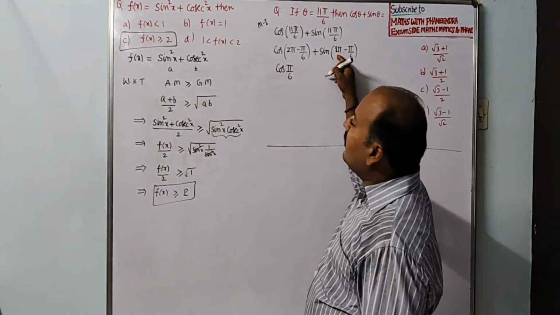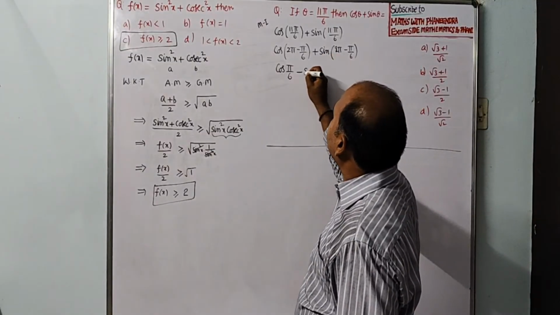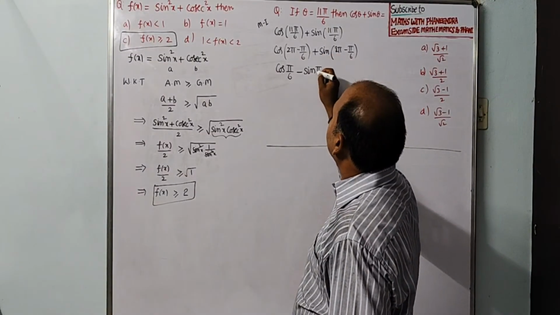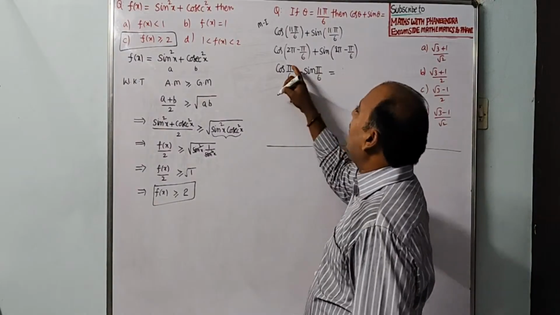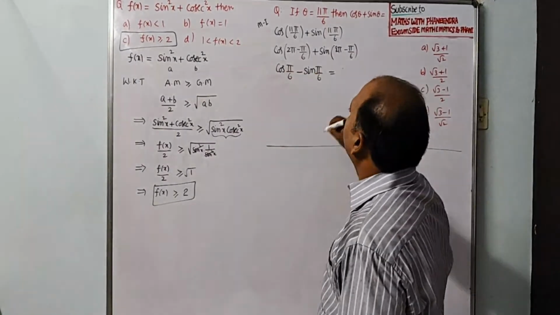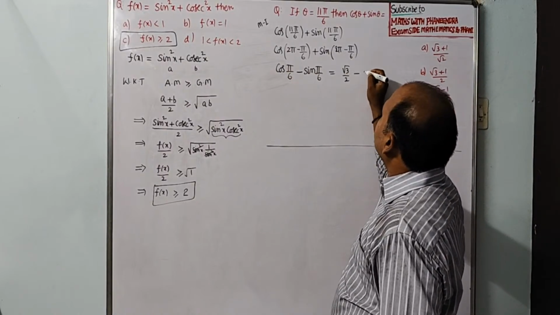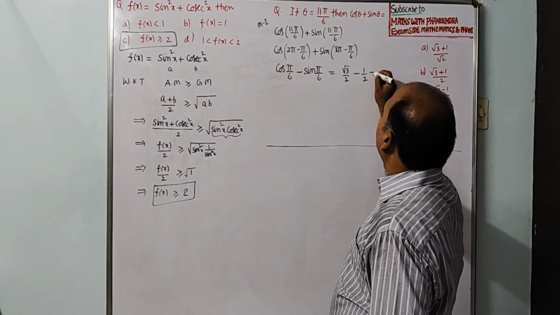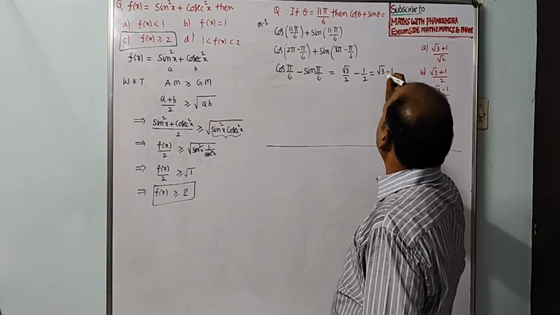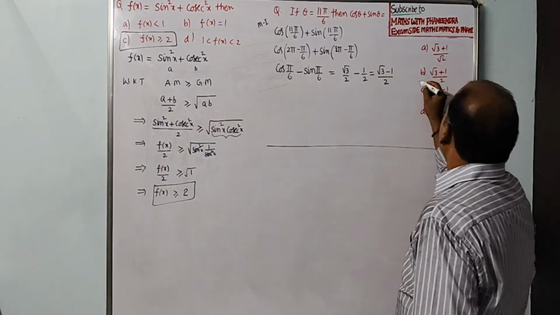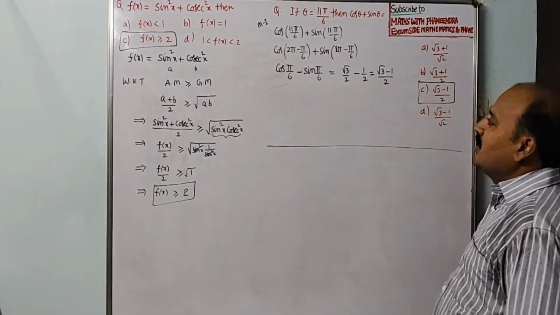So, 2 pi is an even multiple, so sine only will come, minus sine pi by 6, and pi by 6 means 30 degrees. So, cos 30 degrees is root 3 by 2, minus sine 30 is 1 by 2, which is equal to root 3 minus 1 divided by 2. It is there in the third option, dear students.